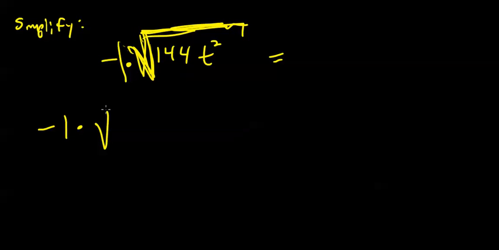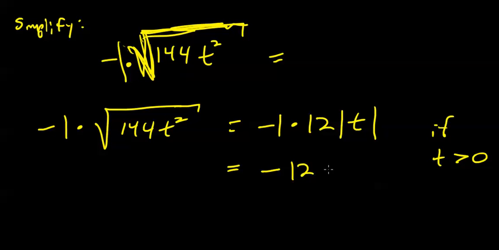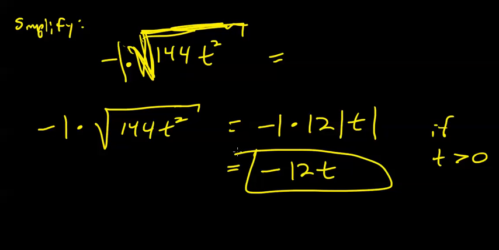So maybe write that a little more clearly. There's no negative sign inside this even index root, so I can go ahead and perform the operation. I'll get -1 times, well, the square root of 144 is 12, and the square root of t squared is, formally, the absolute value of t, and if we assume that variables represent positive quantities, I could rewrite this as -12t. Again, with that assumption.